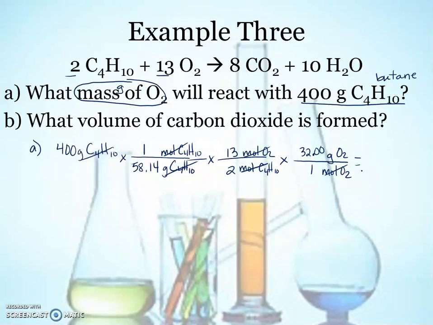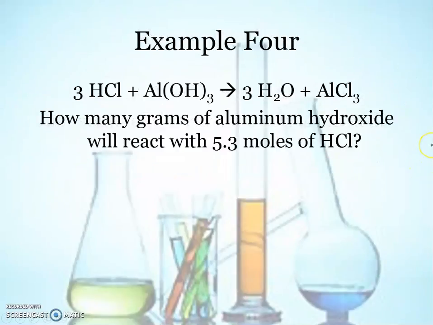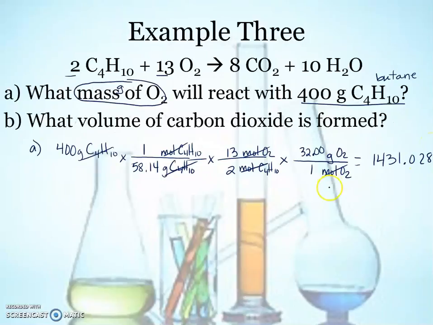All right, now we can solve. So 400 divided by 58.14 times 13 divided by 2 times 32. And we will get 1431.02855. Oh, I went off the screen. Sorry. Okay, but we only need one significant figure, so we're going to round this to 1000 grams of O2. Or you can write it in scientific notation, your choice.